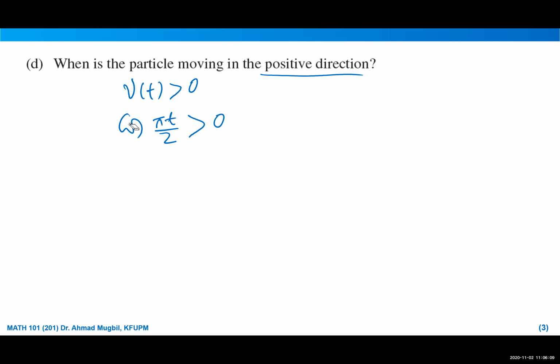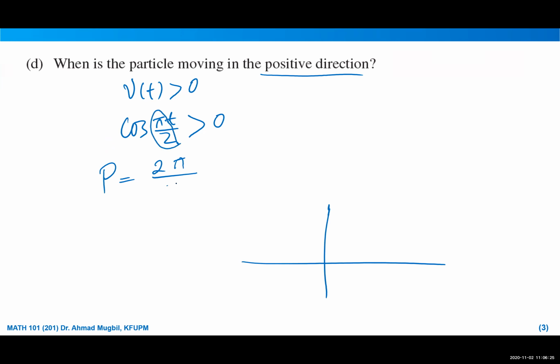In this case, you need to sketch the graph of cosine. Do you remember, guys, how to sketch the graph of cosine? We start from 1 at 0. Now you need to first find the period. Do you remember how to find the period? It is 2 pi over k. This is k. It will be 4. Is that right? So you will draw it from 0 to 4.